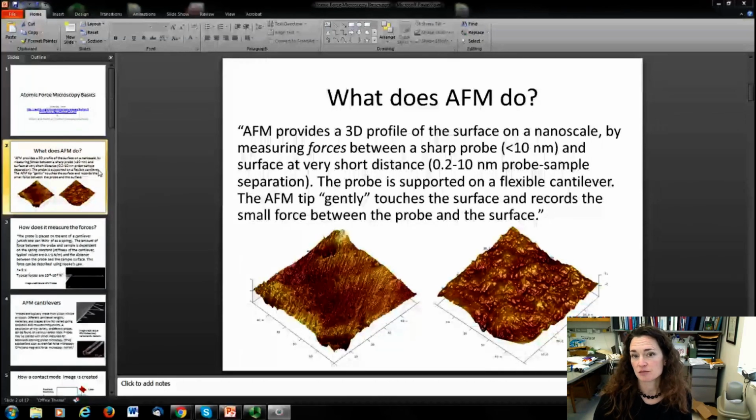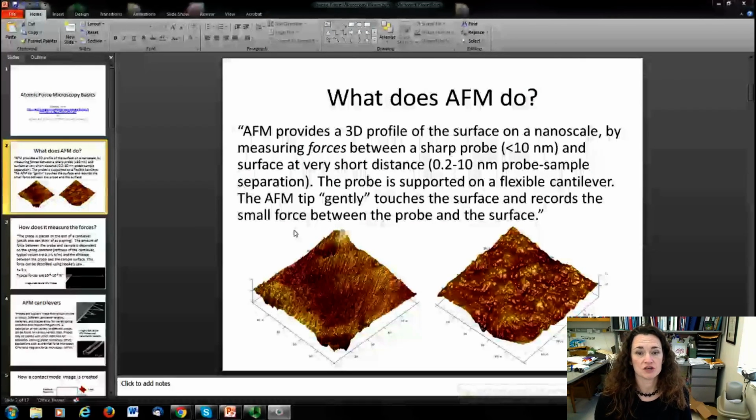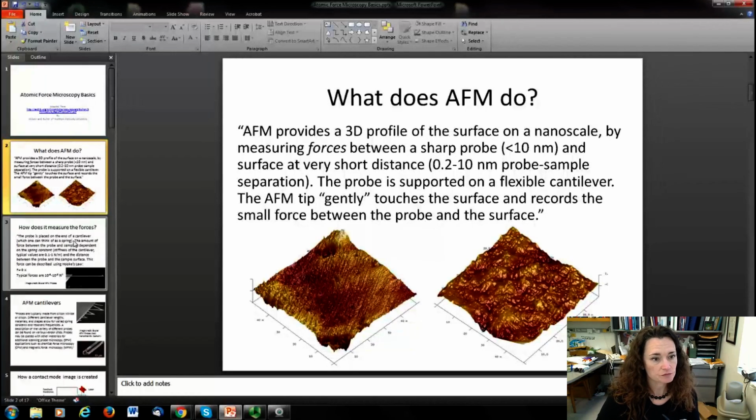And then the AFM gently touches the surface and records the small force between the probe and the surface. And then by maintaining a signal in a feedback loop, you can generate a three-dimensional topo map, like some of the ones that you show here. So this was taken by me for a project that we did on measuring the topography of wear surfaces on Neanderthal stone tools, for example.